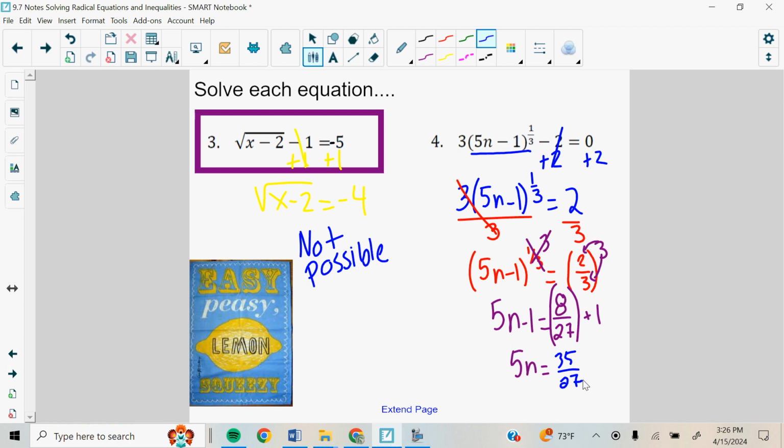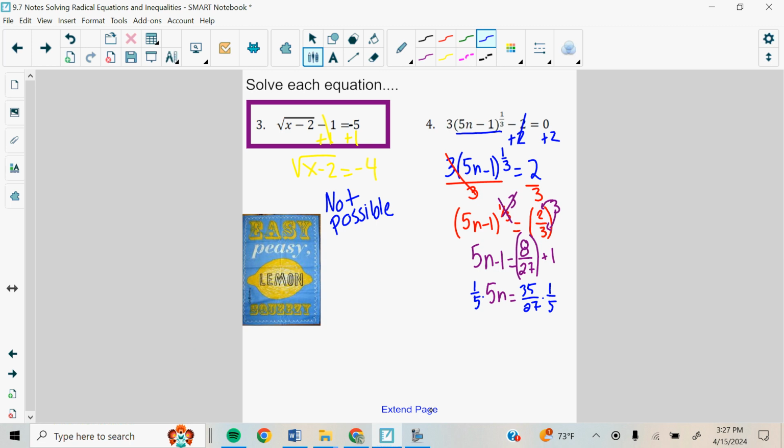So I can divide my fraction by 5, or this is a possibility of multiplying by my reciprocal of 1/5. Multiplying by the fraction or the number, or dividing by a number, or multiplying by the reciprocal do the same thing. So when we type that into our calculator, you should get 7/27. All right, let's go ahead and move on.